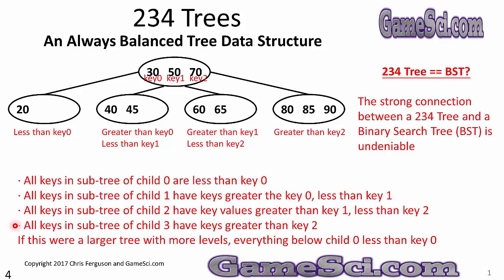Finally, all the keys in the subtree of child 3 have keys greater than key 2. All the keys in child 3, 80, 85, and 90, are greater than key 2, 70. If this were a larger tree with more levels, everything below child 0 would be less than key 0. If I had multiple levels falling off 20 here, then all of these keys off this 20 would be less than key 0.